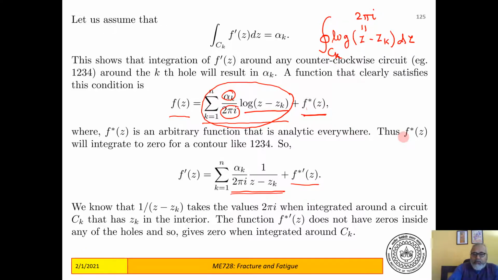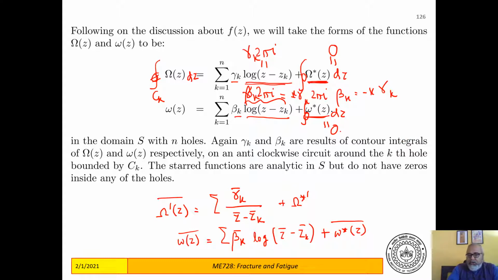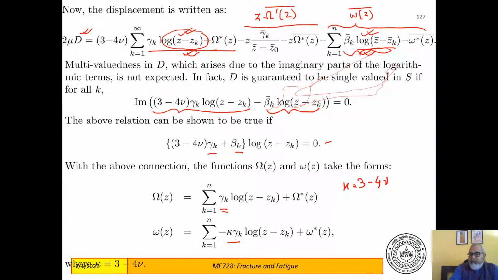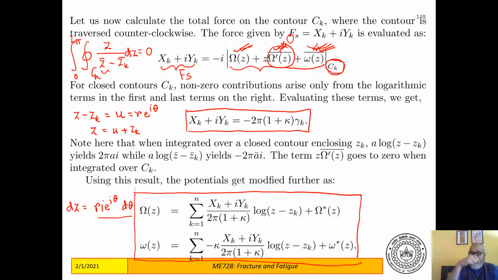So with this, we assumed capital omega and small omega, and then used the single valuedness of the displacement to reduce the two sets of constants, alpha k and beta k, gamma k and beta k, to one set of constants, and then used the fact that each hole has a total load of xk plus i yk applied on it. We found the constants exactly, and these are the results. This is the result of those functions inside the domain C naught. This is what we did.